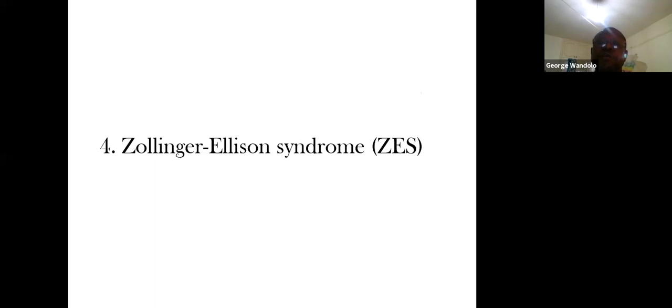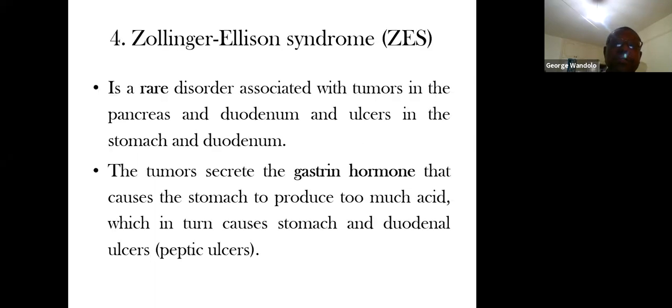So we go to the syndromes, and the Zollinger-Ellison syndrome, I told you, was a secondary of tumor of the G cells of the pancreas, gastrinomas. Okay, it's a rare disorder associated with tumors that arise in the pancreas and duodenum, and ulcers in the stomach and the duodenum. The tumors secrete gastrin, which is a hormone that causes the stomach to produce too much acid. Okay, and this in turn produces stomach and duodenal ulcers.